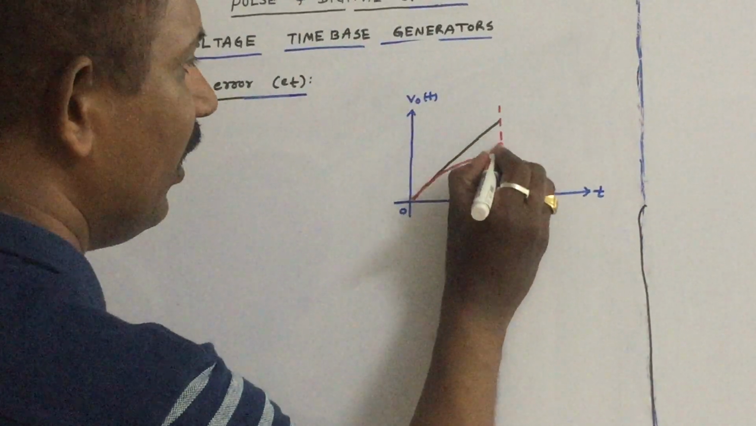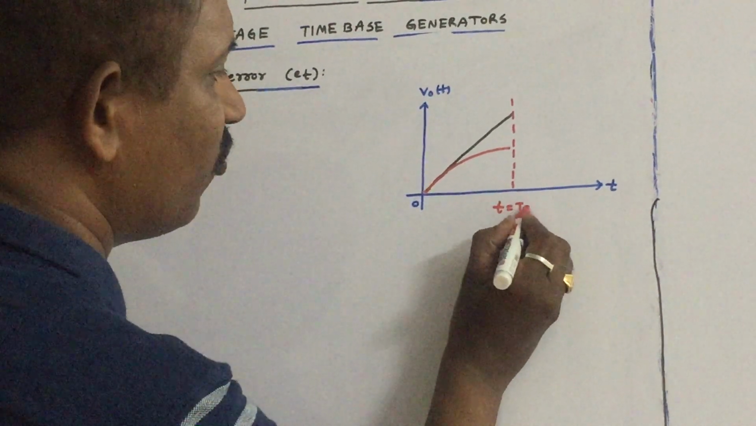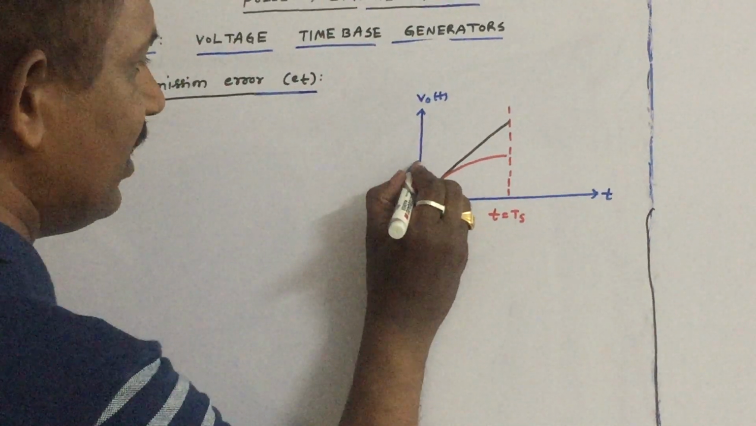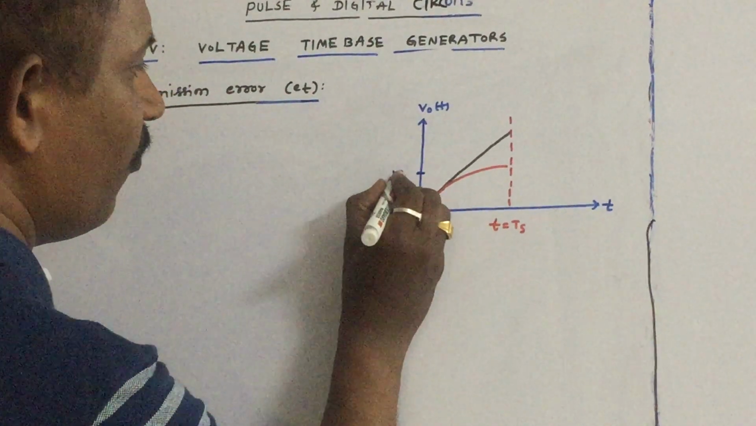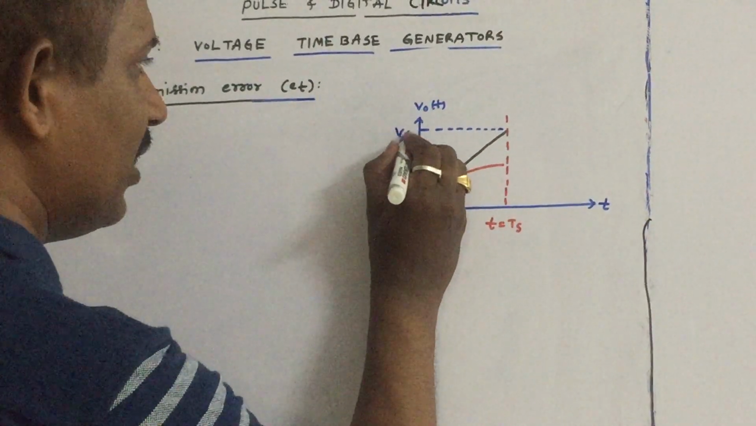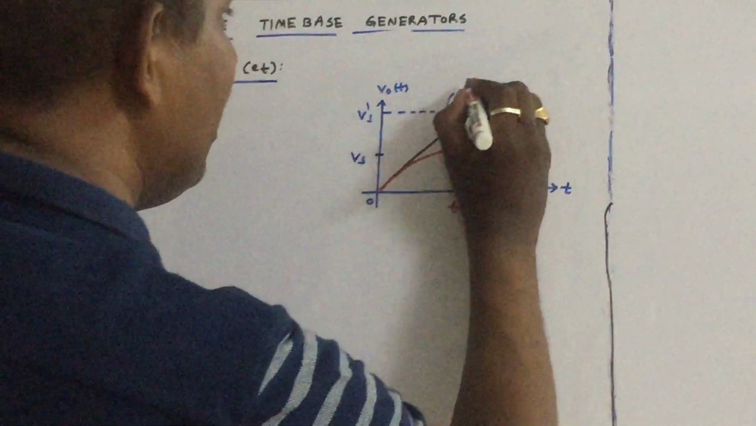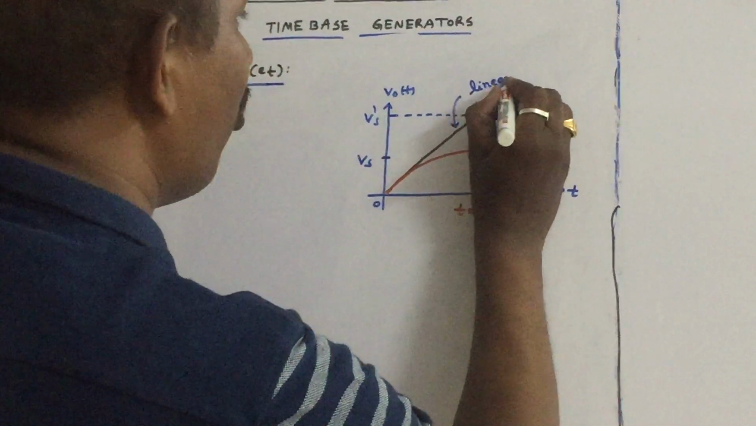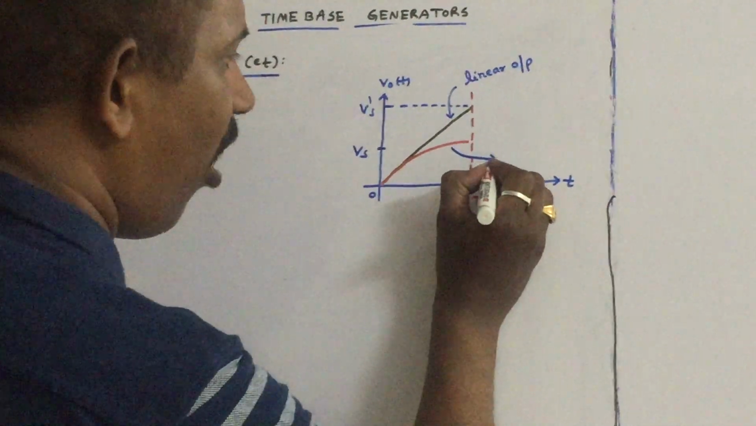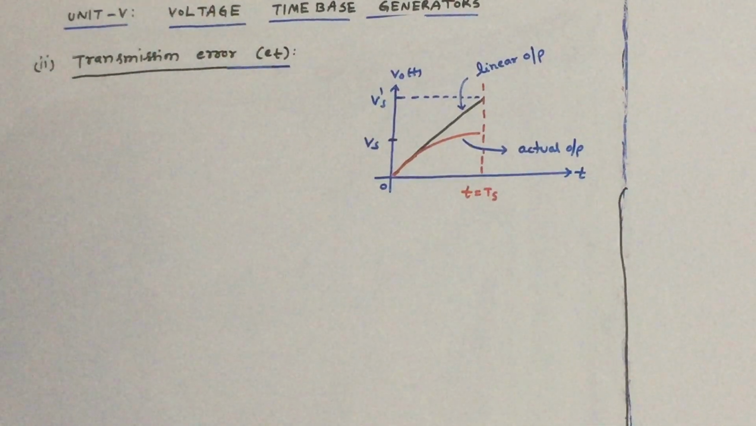So let us say T is equal to Ts is the end of the sweep. Let us represent some points here. Let us say this amplitude is Vs, and this amplitude is Vs dash. This is the linear output, which we actually require. But this is the actual output which is coming.